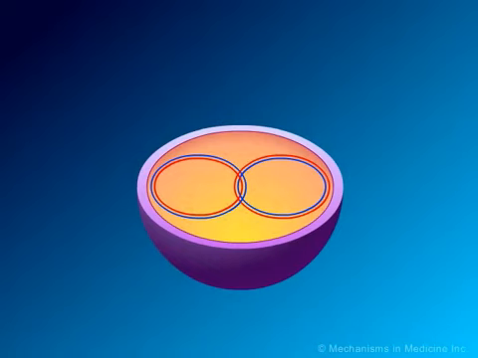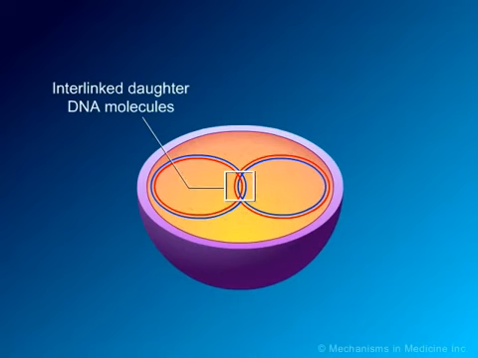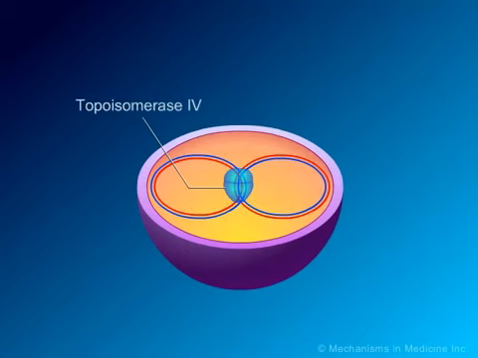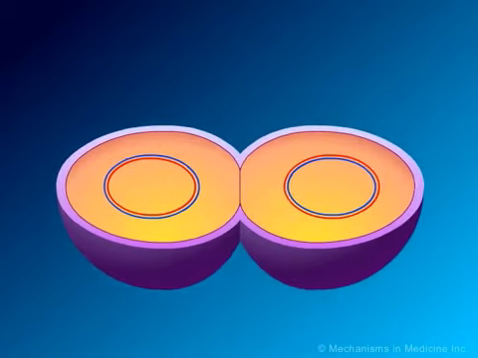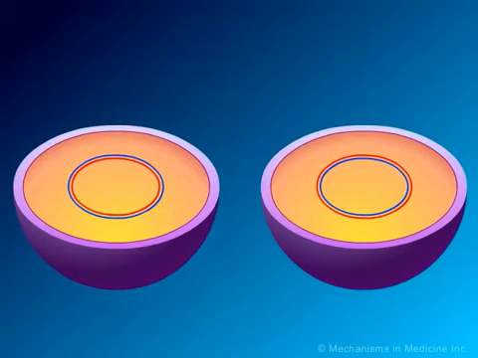Eventually, as the two replication forks meet, two new complete chromosomes have been made, each consisting of one old and one new strand of DNA. This is referred to as semi-conservative replication. In order to allow the two new interlinked chromosomes to come apart, another bacterial enzyme is needed, which is known as topoisomerase IV. This enzyme is structurally related to DNA gyrase and is coded for by the PARC and PARE genes. Topoisomerase IV allows for the two new interlinked chromosomes to separate, so that they can be segregated into two new daughter bacterial cells.